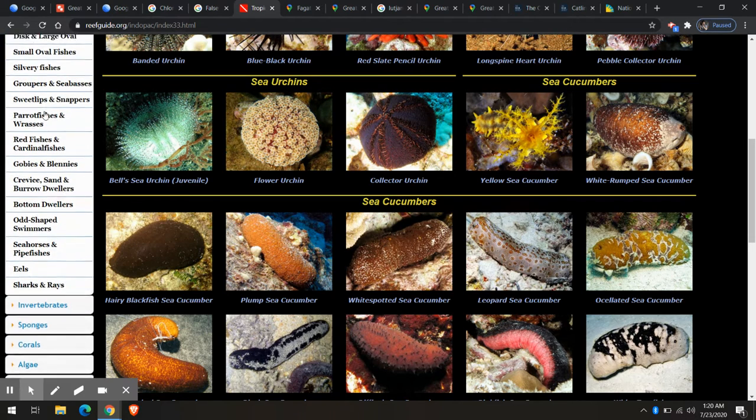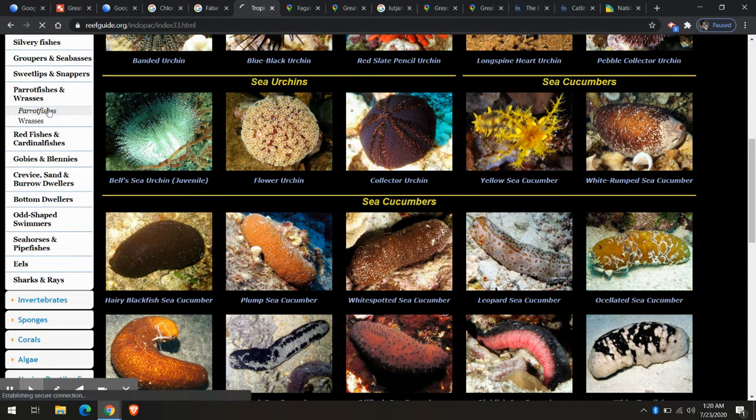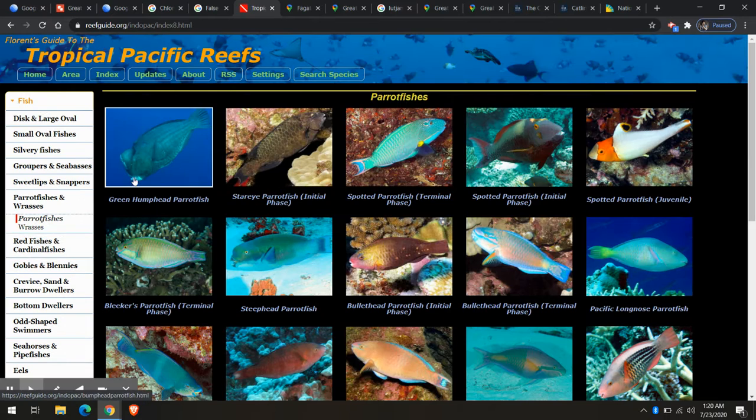Parrotfish. Boom. Green humphead parrotfish. I can tell because we're in the Western Pacific and they have that hump on their head.